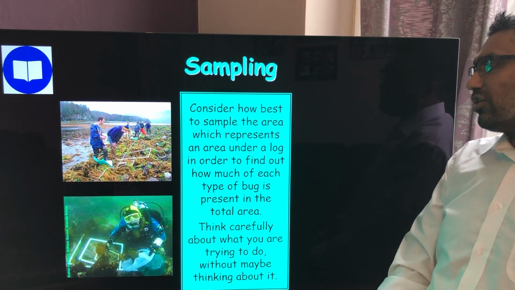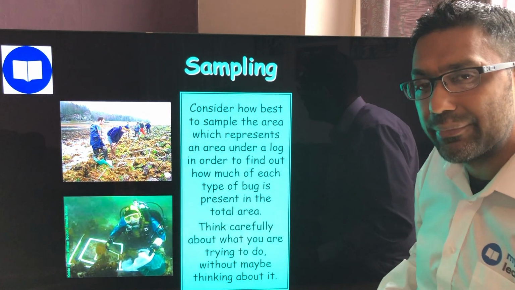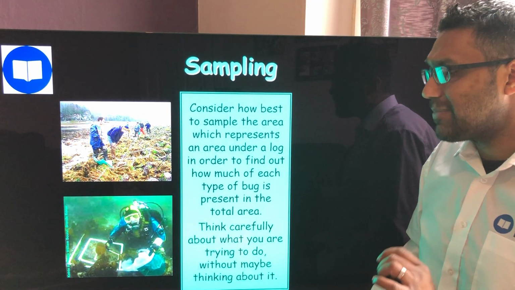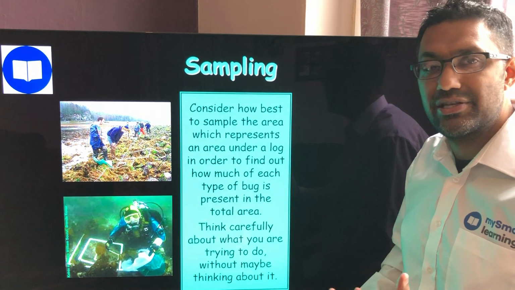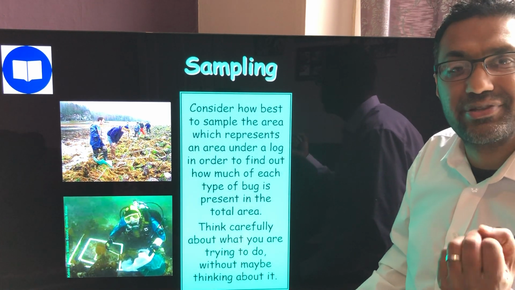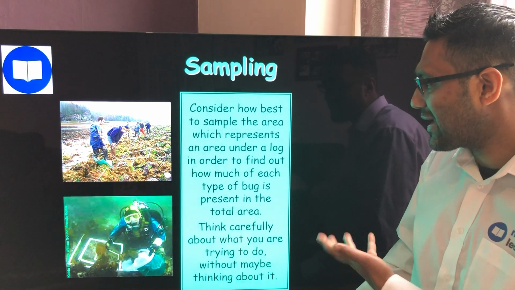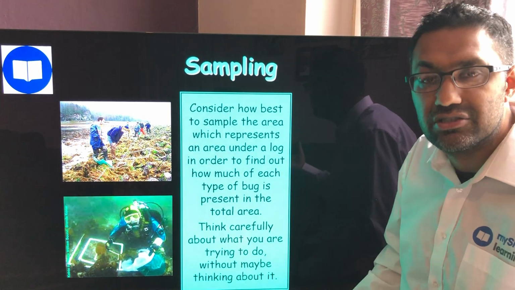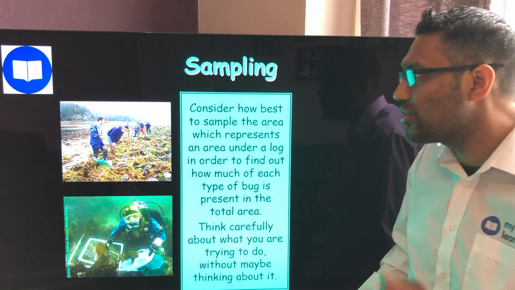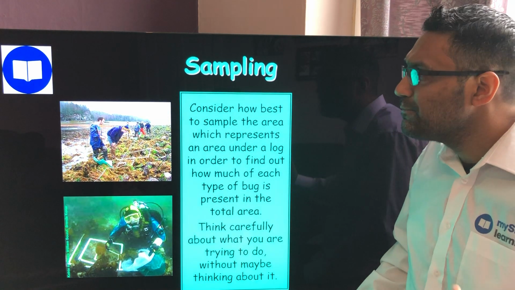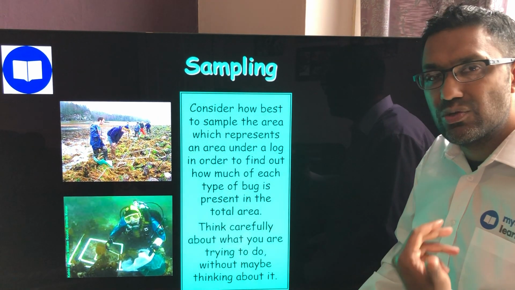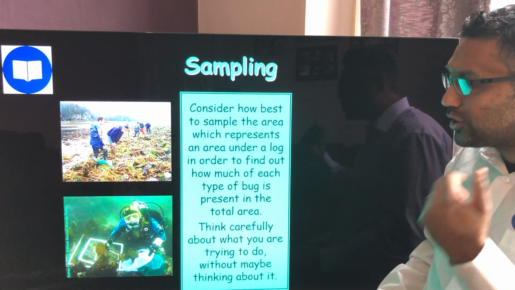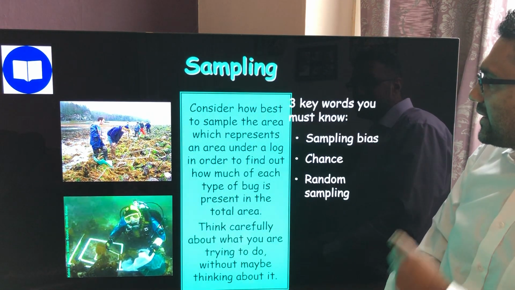You're not going to just go around randomly chucking quadrats around. You need to think about what data you are trying to represent. So we call that representative data. If I'm trying to count under a log, I'm not going to go into the ocean and start counting bugs in there, am I? Or in the middle of a field where there's no logs. So you need to think of what is the question and what is it that I'm trying to investigate.